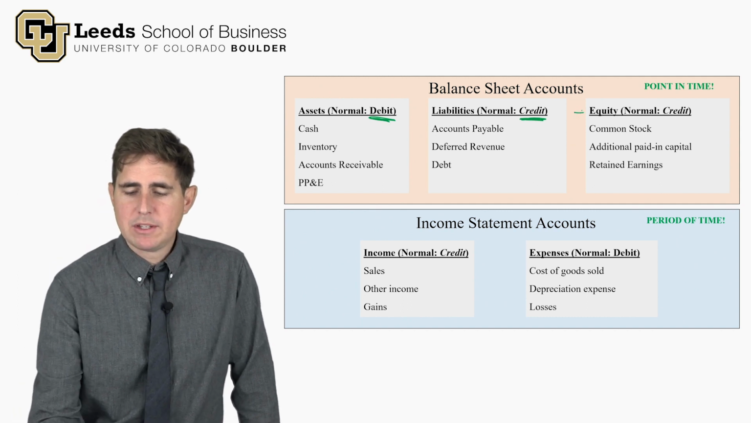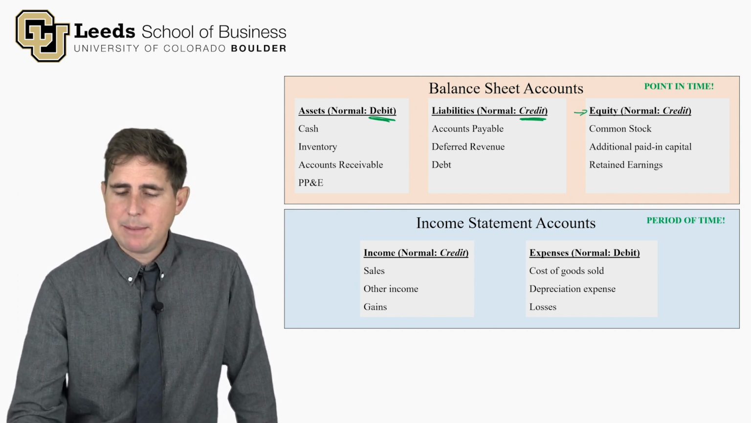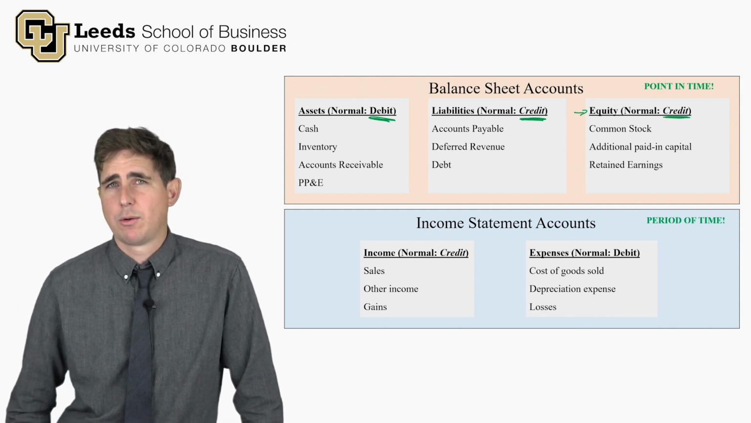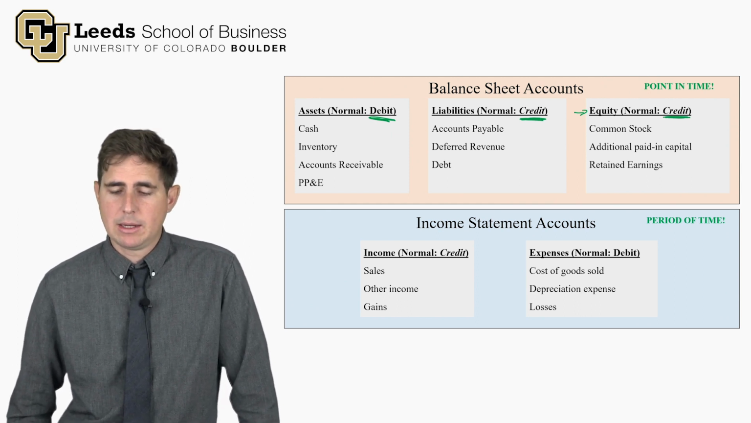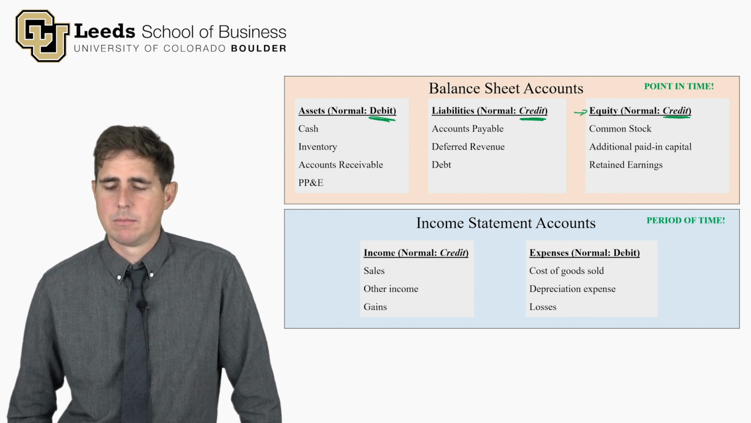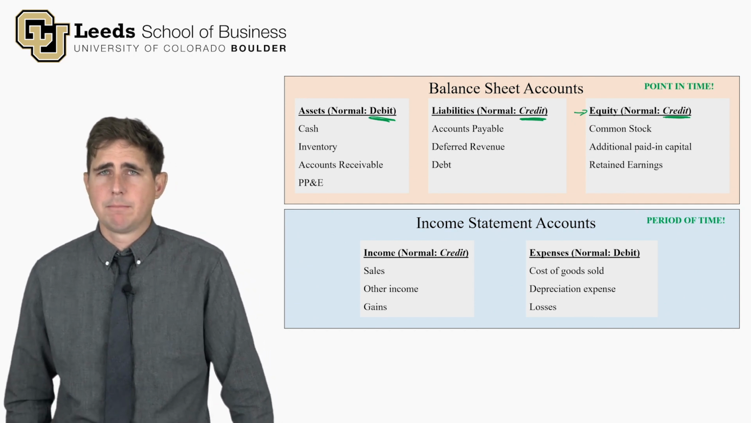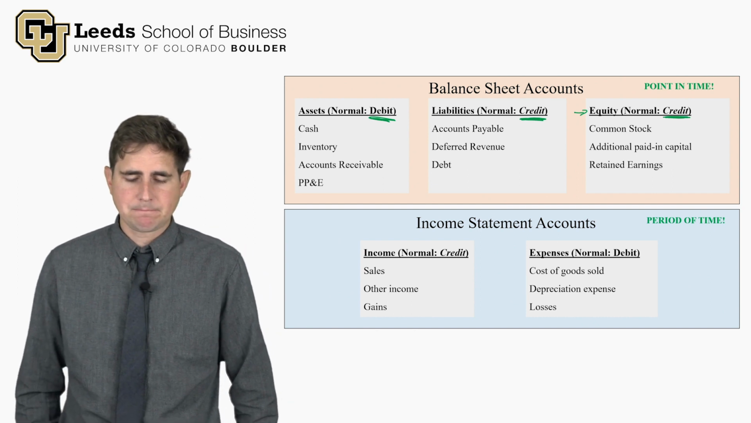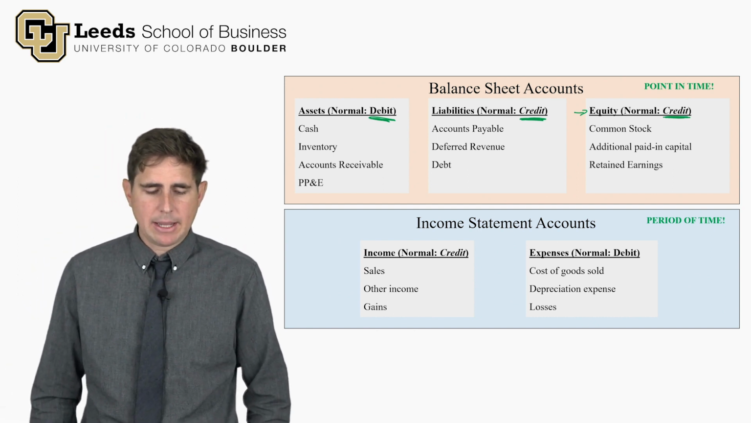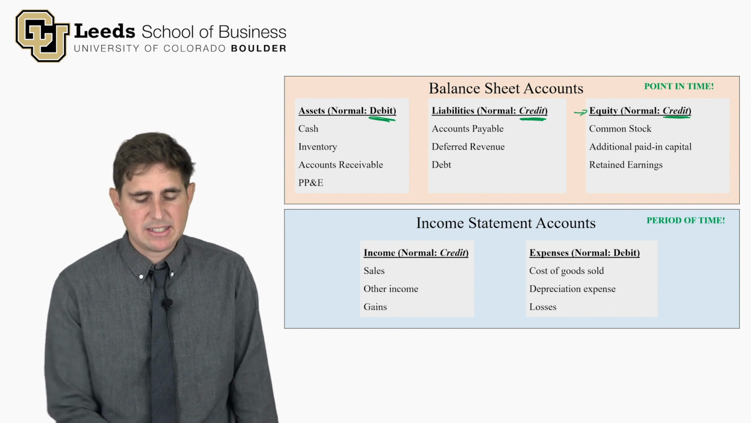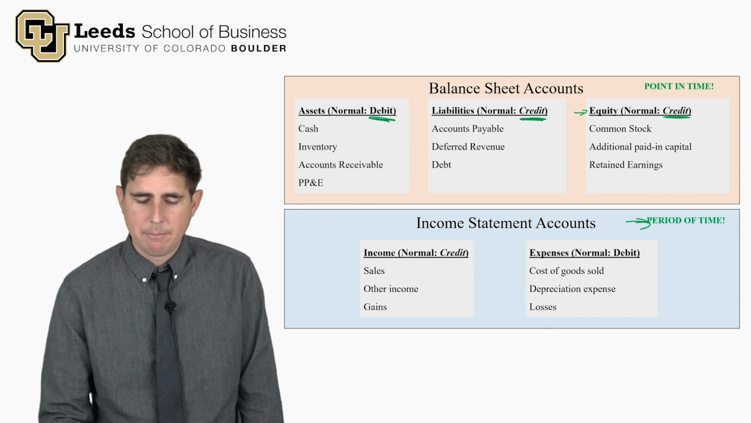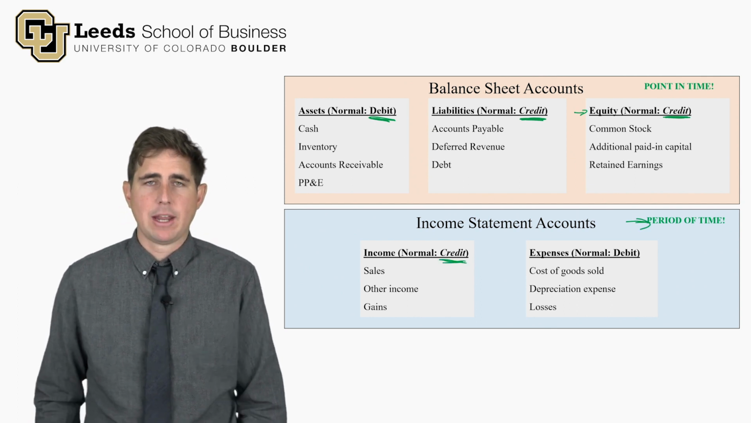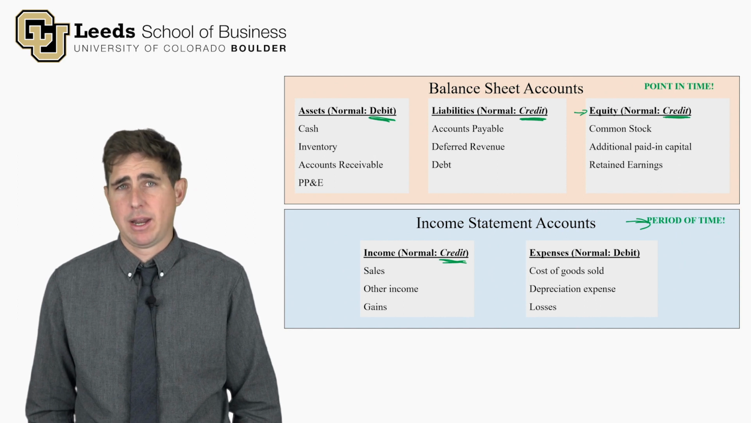Finally, equity, remember, these are the net worth accounts. They're on the same side of the balance sheet as liabilities, and so you also increase equity accounts with credits. Some examples of equity accounts: common stock, additional paid-in capital, and retained earnings. And you increase these accounts with a credit, and you decrease them with a debit. Moving down to income statement accounts, income accounts like sales, other income, and gains. Okay, these are over a period of time, and their normal balance is a credit. So you increase sales with a credit.